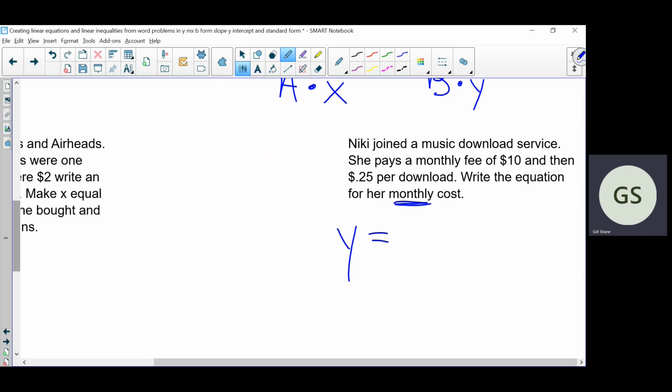It's going to be some final ending number for y that we don't know. Now, I'm going to do this a little bit out of order. I'm going to put the b value first, the initial cost, because I'm going to pay that before anything happens. As soon as I join, when it kicks to the first of the month, I owe that $10. So I pay that $10 for my monthly fee.